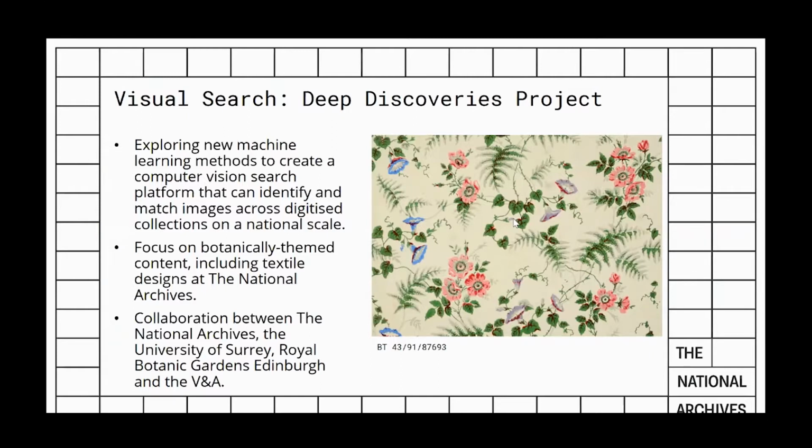They're focusing on the collections of botanic images. In our collection, this tends to be our wallpaper and textile designs that have images of plants and flowers, like this example. What the aim is, is to create a search platform where you could search by the concept, by something like a certain flower, and then be able to find different materials that show the same flower, but in different designs.